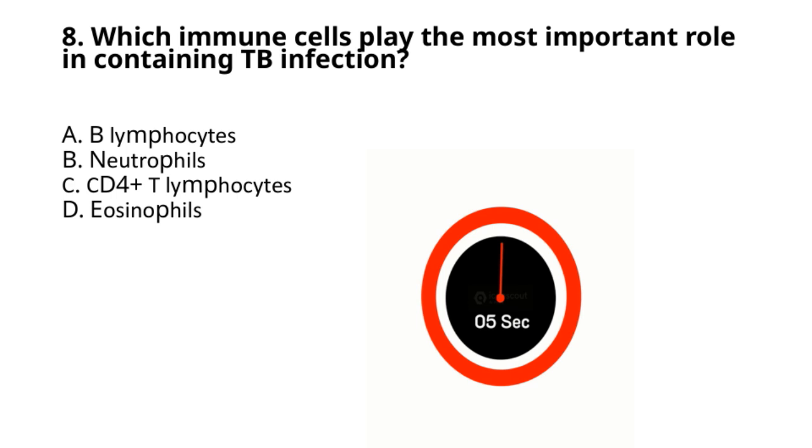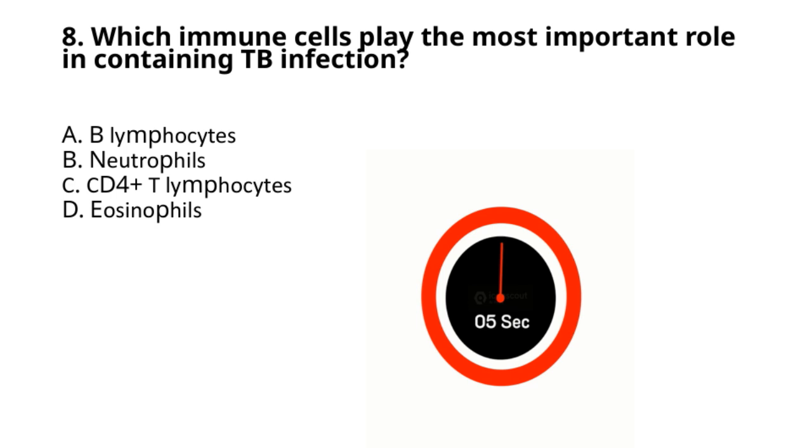So, when we consider which immune cells play the most important role in containing TB, the highlight really goes to the CD4 plus T lymphocytes. They are essential because they orchestrate the immune response, activating other cells like macrophages to kill the bacteria. This is a key concept because it underscores why individuals with compromised CD4 plus T cell function, like those with HIV, are especially vulnerable to tuberculosis.